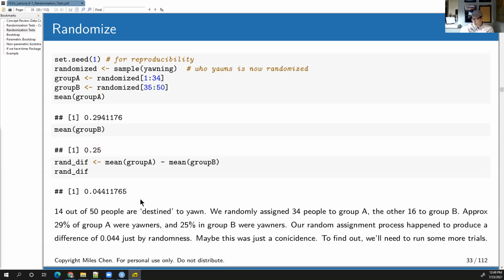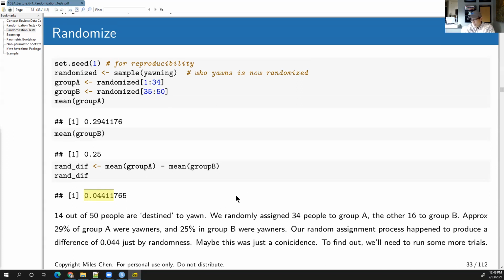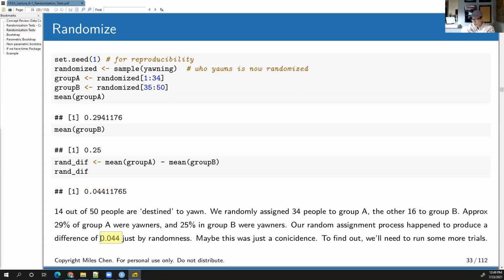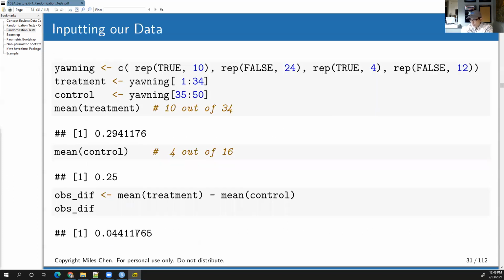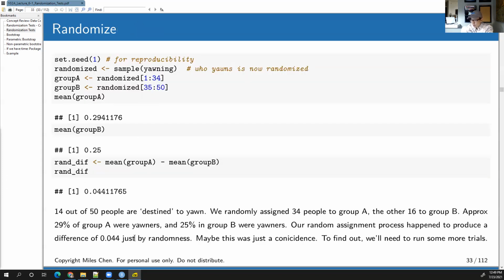And so just from randomly shuffling the values, I end up getting a difference of 4.4 percentage points. So that just happened by random shuffling, just one time. Perhaps this was just a coincidence of this one shuffle. So our random assignment process was able to produce this difference of 4.4 percentage points, which is what we observed in our original data, just by one randomization.